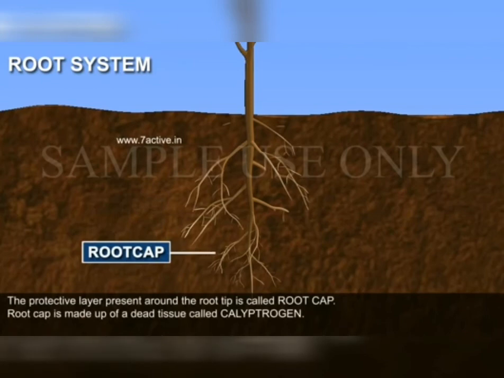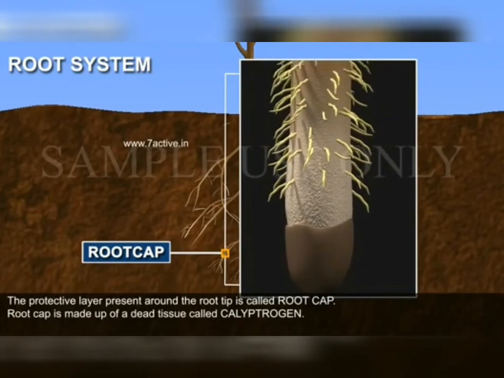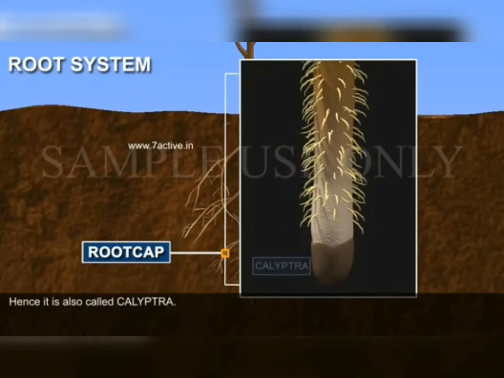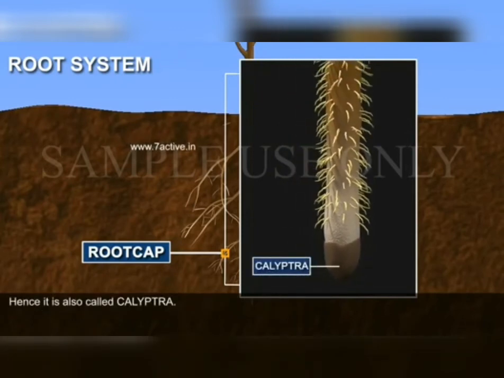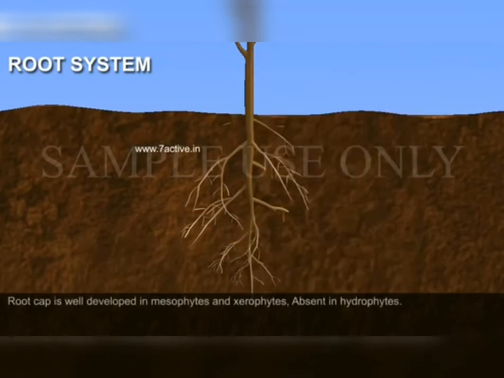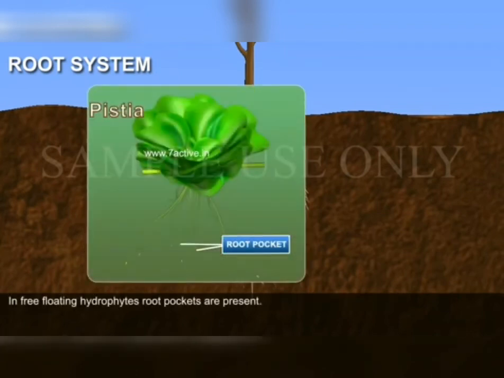The protective layer present around the root tip is called root cap. Root cap is made up of a dead tissue called calyptrogen. Hence, it is also called calyptra. Root cap is well developed in mesophytes and xerophytes, absent in hydrophytes. In free-floating hydrophytes, root pockets are present.